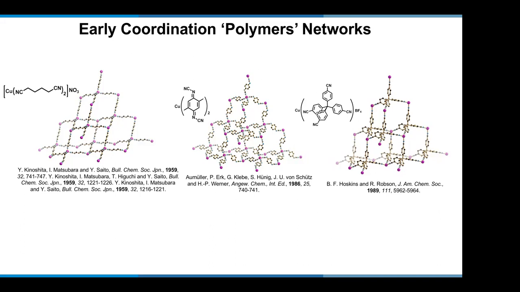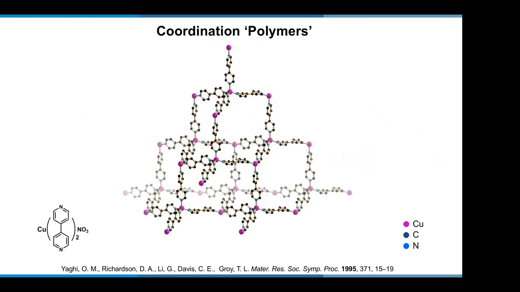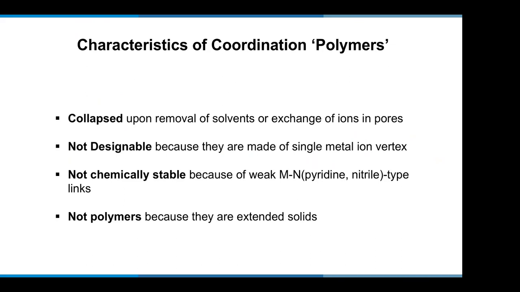So when the student reported to me the structure that I showed you from my group, this one, I was basically not thrilled about it and not interested in this kind of work. And the reason for that is that as we tried to exchange those anions that fill the pores, the frameworks collapsed. So they were not interesting. They were not designable because copper(I), as you know, could be trigonal, it could be tetrahedral, so it's hard to design those vertices. And they're not chemically stable because of the weak bond that metal ions make to neutral linkers such as pyridine or nitrile.